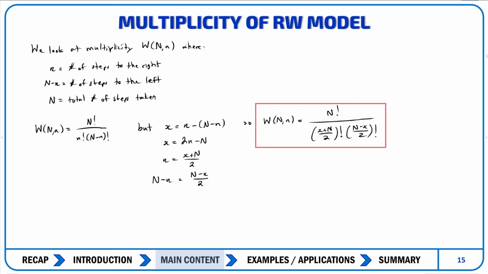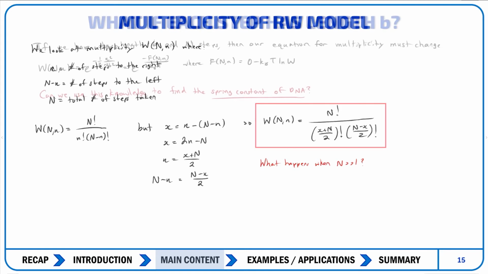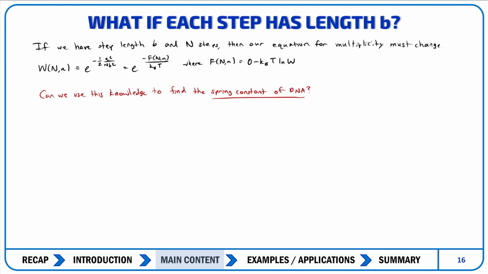Now, the next question is, what happens if you have many, many steps? So our question is, what happens when N is a lot greater than 1? So what's the purpose of all this talk about multiplicity and everything? The purpose is to be able to figure out another parameter that we can use to represent the DNA that we're looking at. And that is the spring constant of DNA.